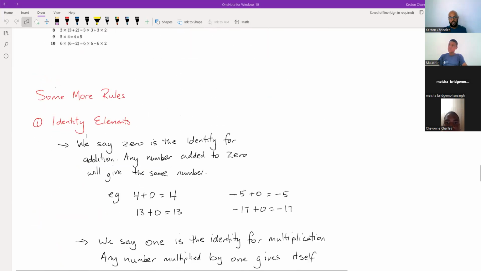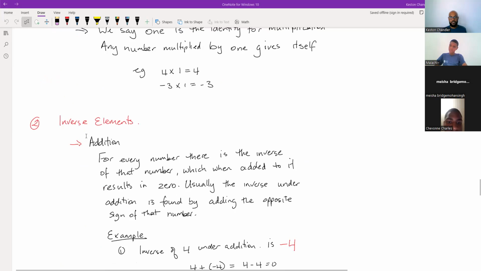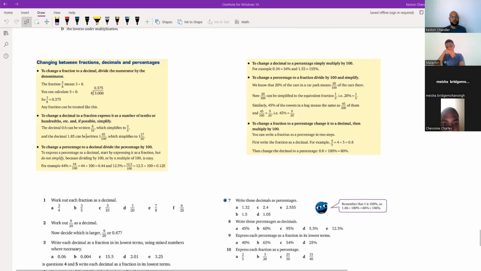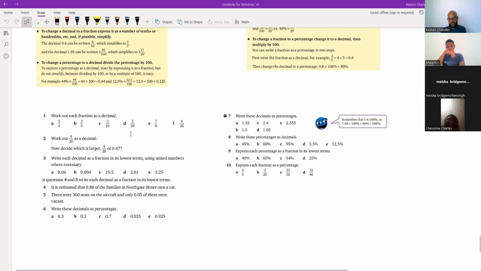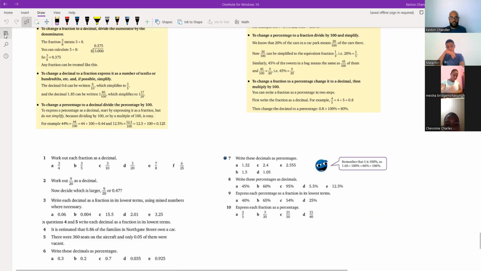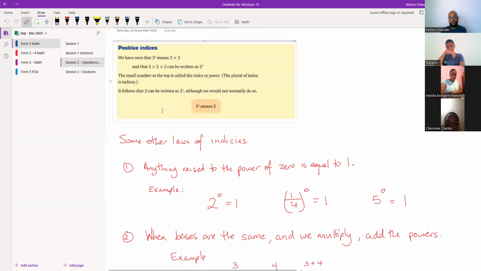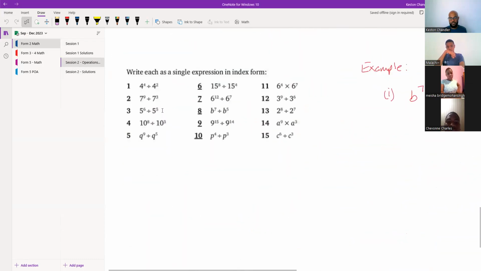We look at two more rules, which is the identity elements for addition and multiplication, and inverse elements for addition and multiplication. After which we're going to look at some fractions, decimals, and percentages questions. That's going to involve converting between each. So fractions to decimals, decimals to fractions, and then we look at percentages. We have an exercise, an in-class activity that we will do. And once we get through with this, then we could look at our next topic, which is indices. We're going to look at some operations involving indices. All right, so that's what we have planned for today.